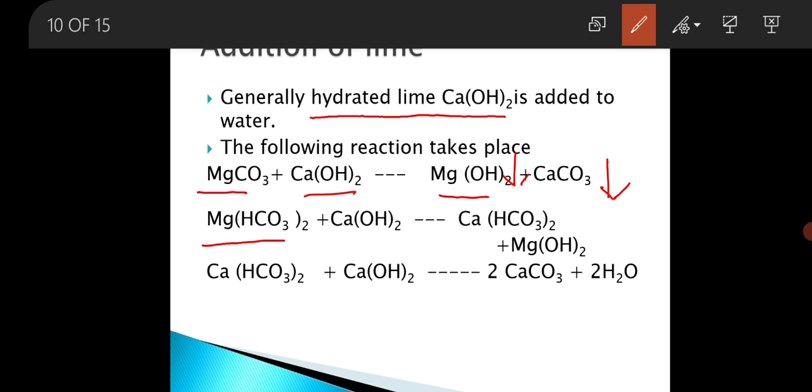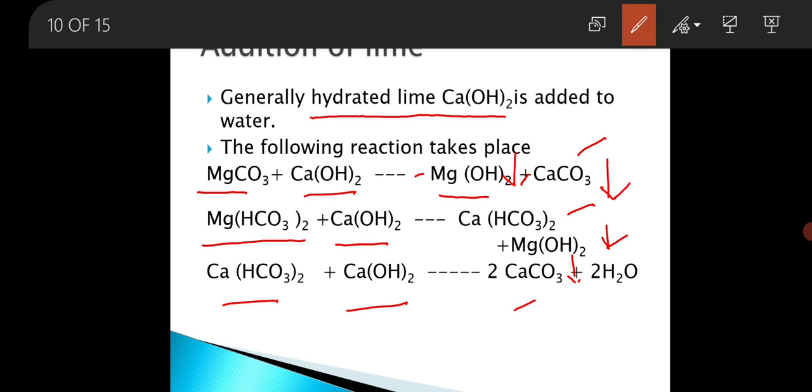Similarly, when magnesium bicarbonate is present, it reacts with hydrated lime to form calcium bicarbonate and magnesium hydroxide. Then this calcium bicarbonate will again react with lime to form calcium carbonate, which is insoluble. This calcium carbonate and magnesium hydroxide, formed due to these reactions, are insoluble and can be easily removed in the sedimentation tank.